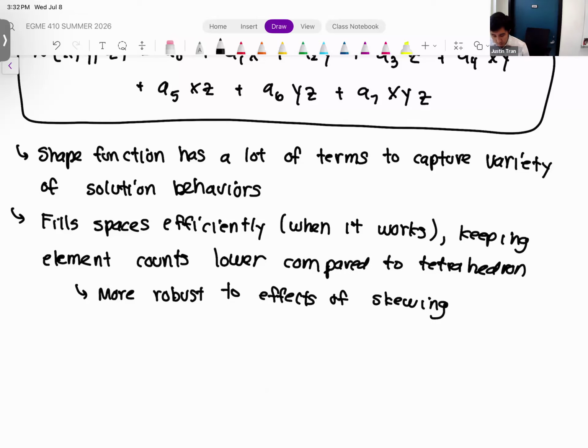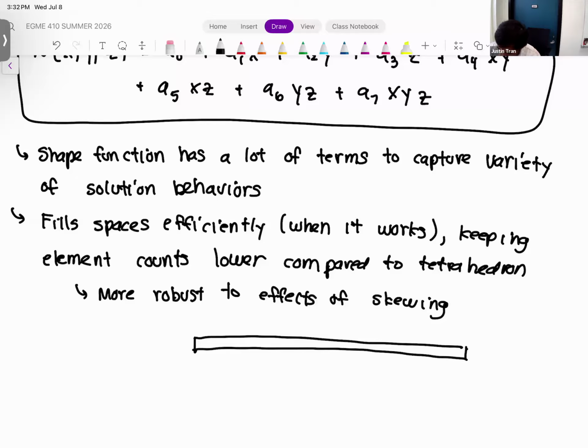Just to refresh your memory, when I refer to a skewed element, it looks something like this. Maybe we have a very thin and slender hexahedron element that looks something like that, which is much longer than it is wide. If you remember from last week, we brought up this idea of mesh quality, where generally speaking, you want your elements to be as equilateral as possible, so all the sides and all the interior angles are roughly the same.